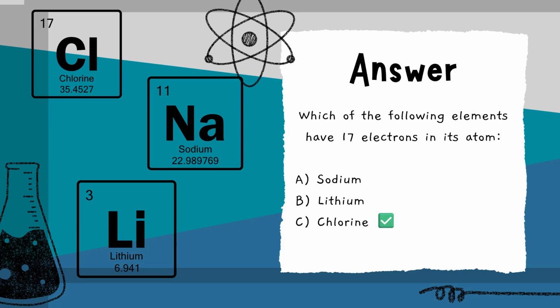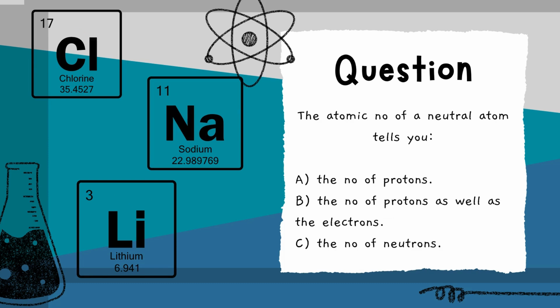If your answer is chlorine, then you are absolutely right. Out of these three, chlorine, sodium, and lithium: chlorine has atomic number 17, sodium has atomic number 11, and lithium has atomic number 3. Atomic number is the number of protons, and in a neutral atom, the number of protons is equal to the number of electrons. So the number of electrons in chlorine is 17, in sodium is 11, and in lithium is 3. The question says 17 electrons, so it is chlorine.